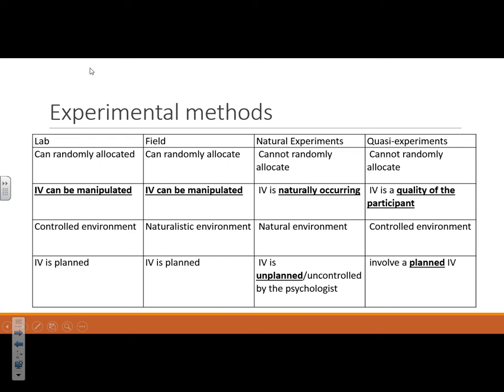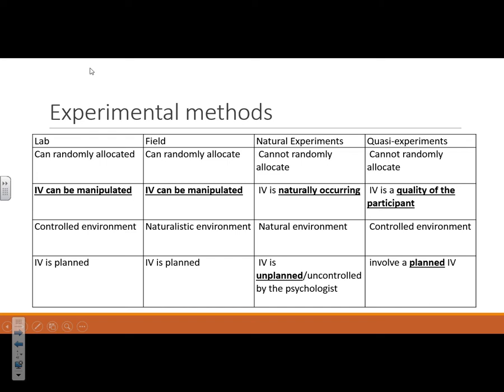So the IV was naturally occurring. It happened without any influence from us at all. We just observed as psychologists to see what would happen. Natural experiment, of course, natural environment, so that's how it's similar to a field. So different from a field because you can't randomly allocate and the IV is naturally occurring, but similar because it's a natural environment. And then the IV is unplanned, or what we'd say uncontrolled by the psychologist. The psychologist has no involvement with it. Again, unlike a field.